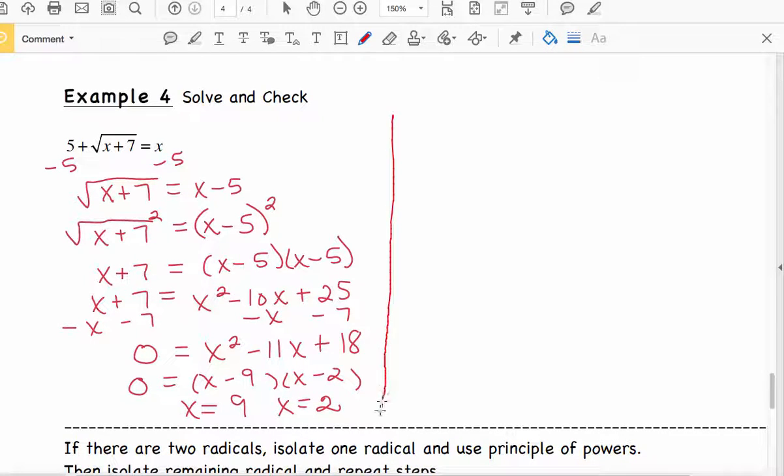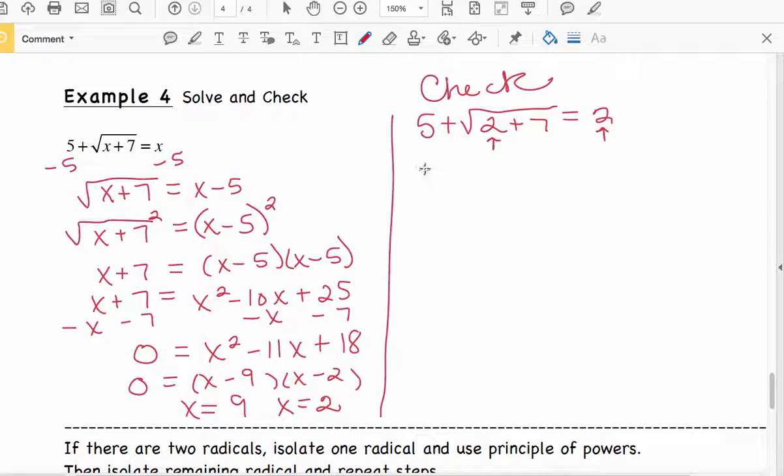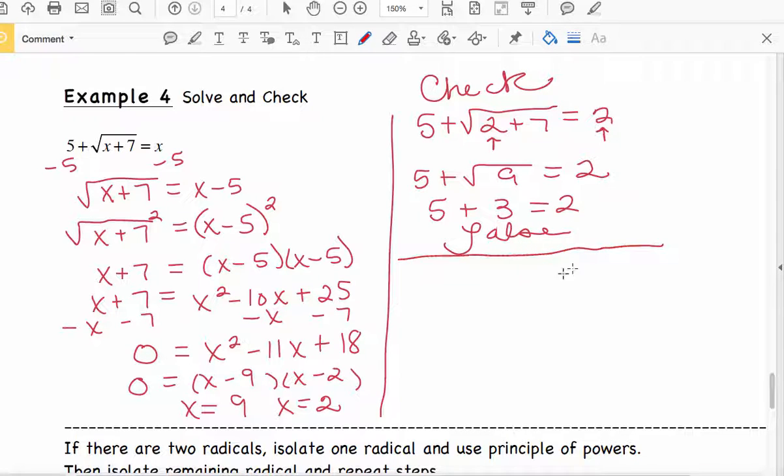And then we're going to go ahead and check our answers. So we have 5 plus the square root of 2 plus 7 equals 2. So in this problem, I substituted back in the 2's. You get 5 plus the square root of 9 is equal to 2. And 5 plus 3 equals 2. That is false. So that is an extraneous solution.